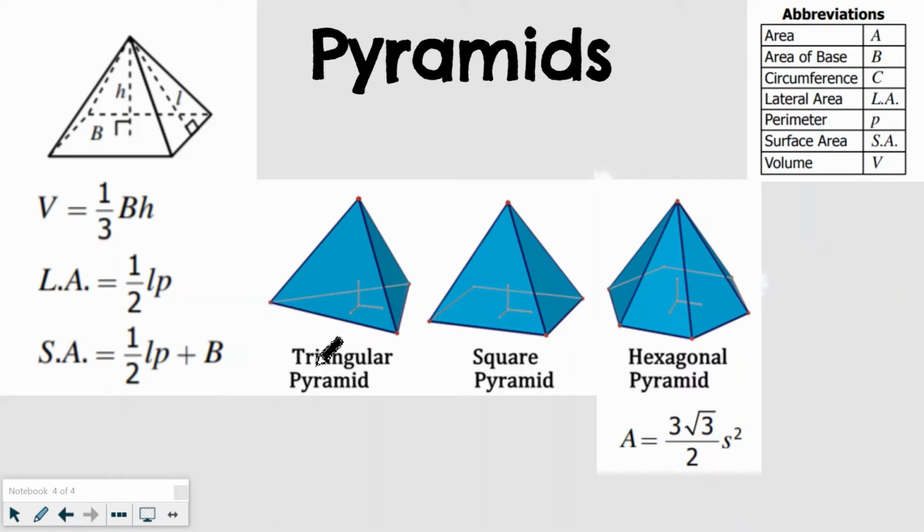All right, next up we have pyramids. So we can have a variety of different types of pyramids: triangular, square, rectangular, hexagonal. It really all just refers to the base of that pyramid. They all come up to a point directly above the center of that shape.